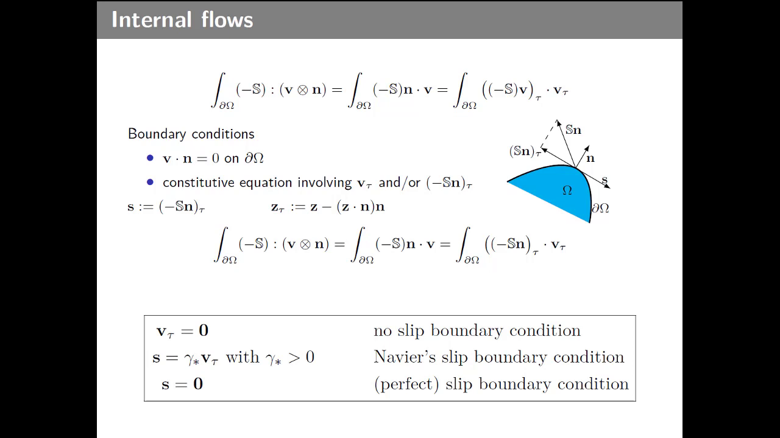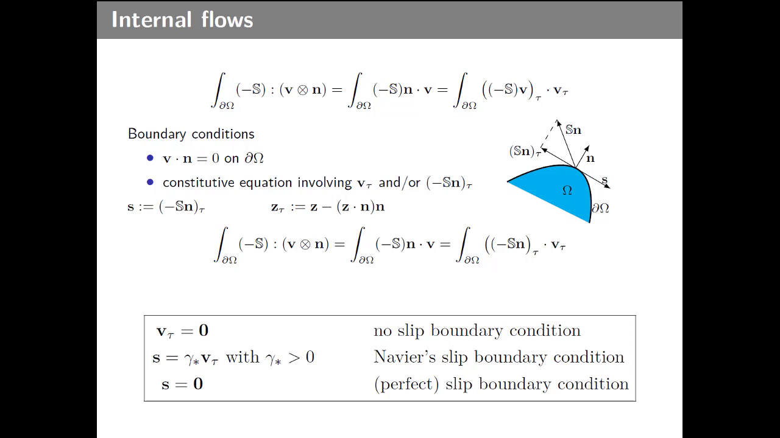In this product, we can see immediately three interesting cases. If v tangential is zero, we get no slip and this part vanishes. If s is zero, again this term vanishes, but this is the so-called slip boundary condition or perfect slip boundary condition. And if these quantities are somehow linearly related, we will get the Navier slip boundary condition.